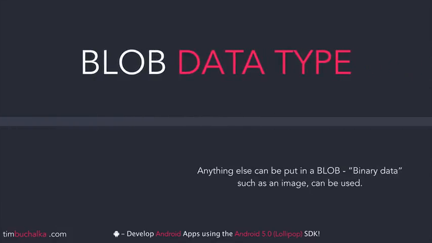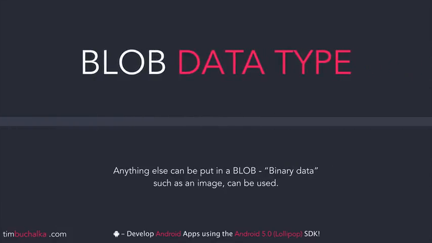Lastly, the blob data type. This data type is very useful for binary data, for example, an image. Something that can't be represented as text or a number, you could use this. As I said, an image is a great example of the use of a blob field.